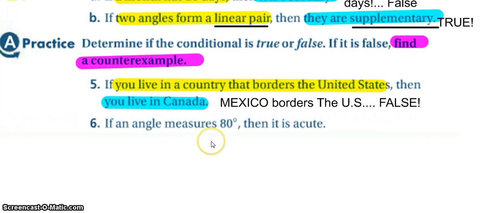Then we see if an angle measures 80 degrees, then it is acute. This may have gotten chopped off of your notes page, but think about it. 80-degree angle, then it's acute. Acute just means that it's an angle less than 90 degrees. So is 80 degrees less than 90? Yes, I think no matter what, 80 degrees is less than 90. So this statement is in fact true.